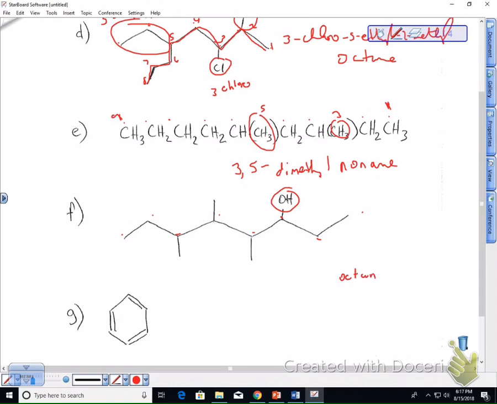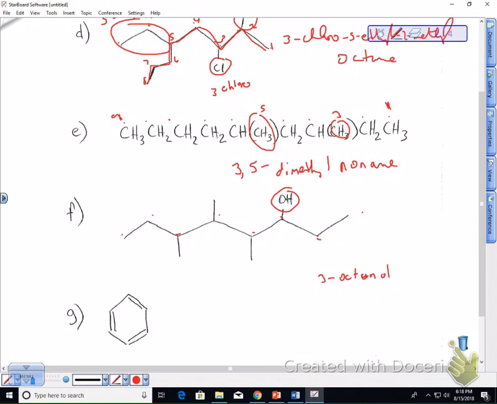But is it an ane? No, it's an alcohol. So the suffix, really, we just change it to OL. It's an octanol. Now we do have to say for the OL, where is the alcohol? It's on carbon 3, so it is specifically a 3-octanol. There's lots of different ways to make an octanol.